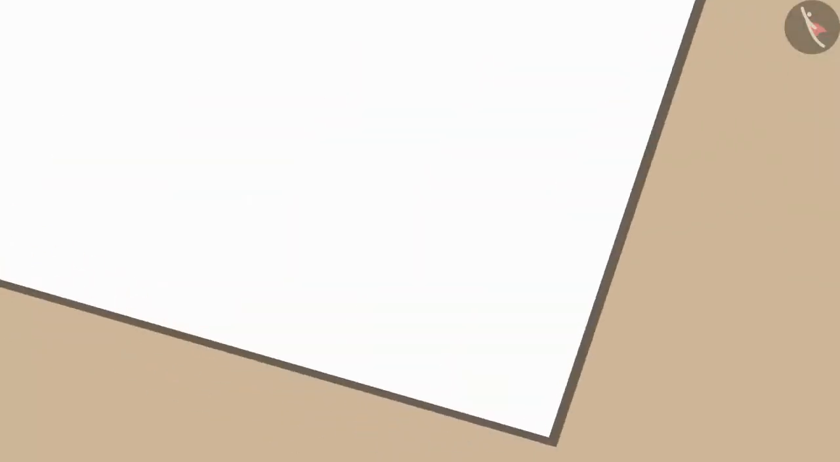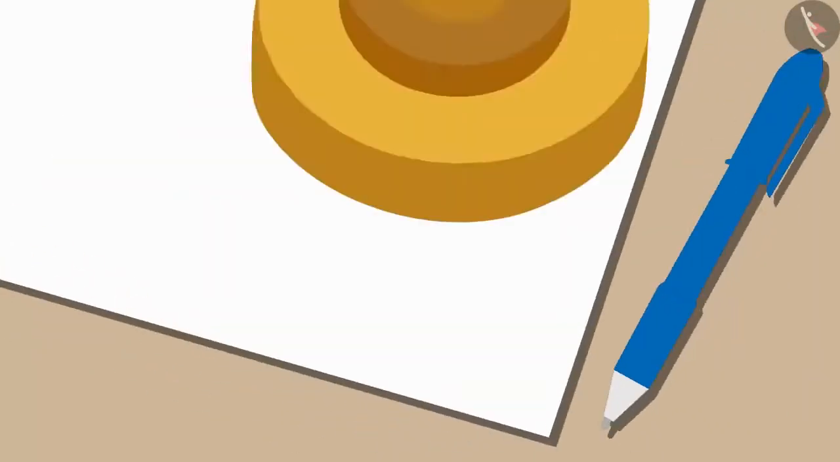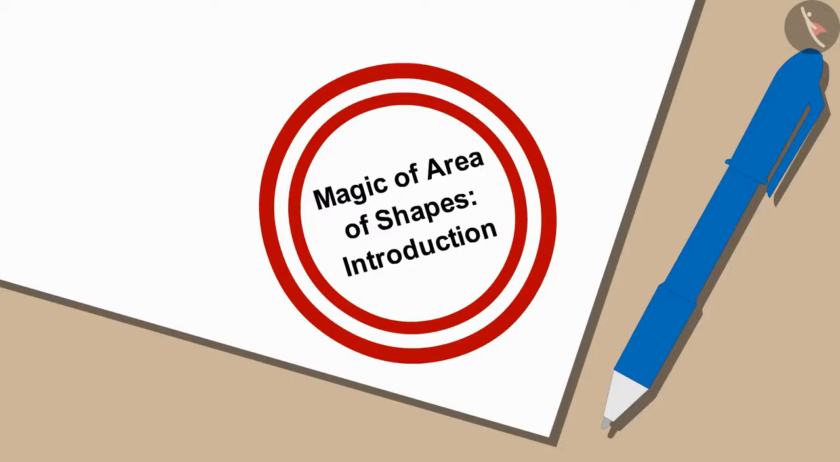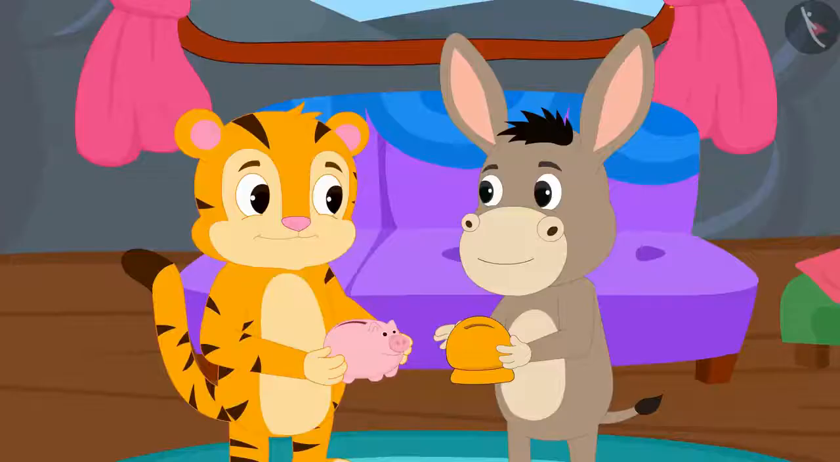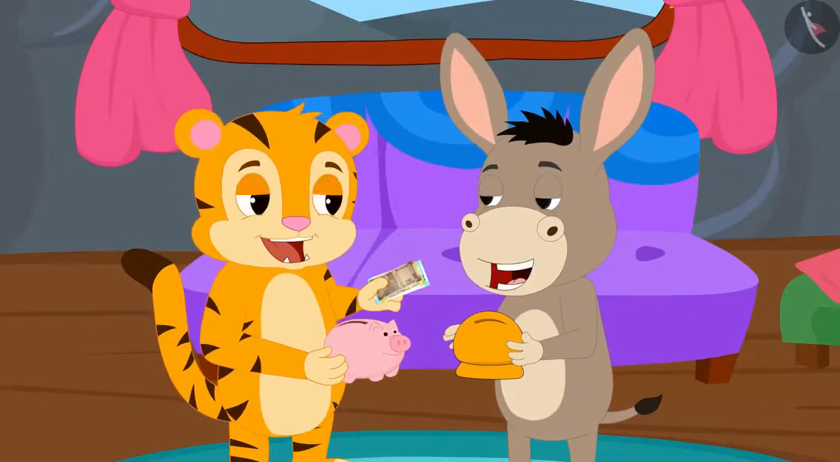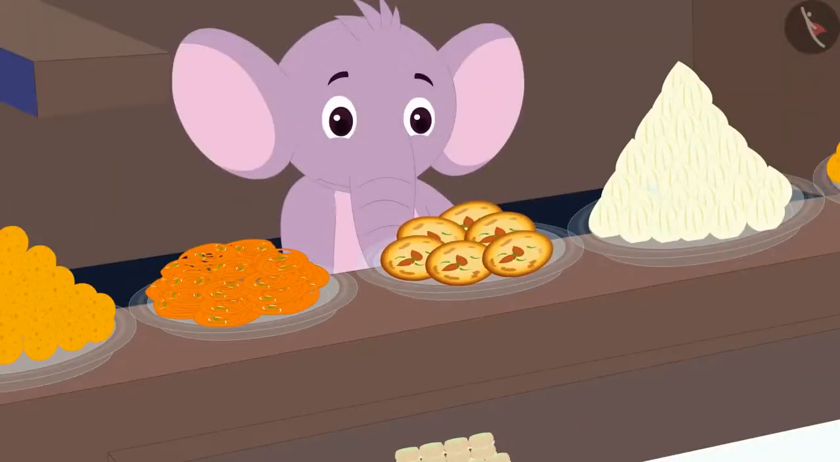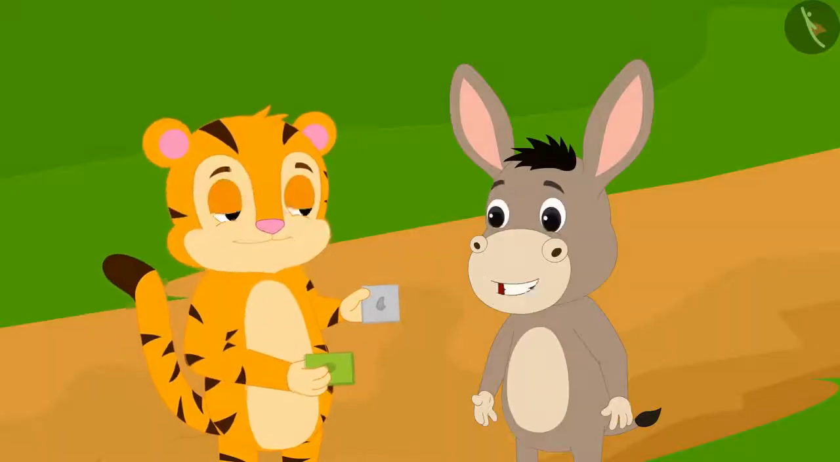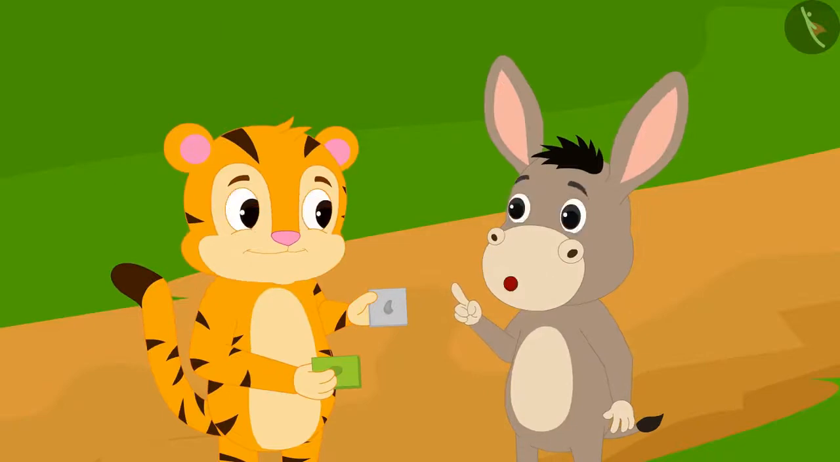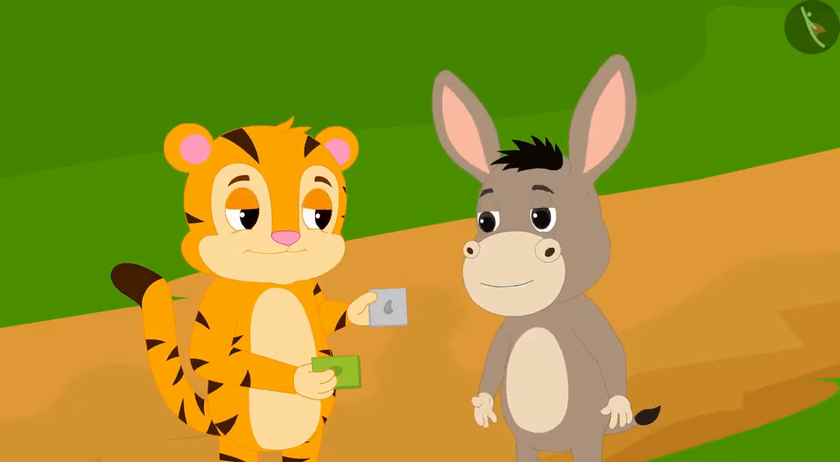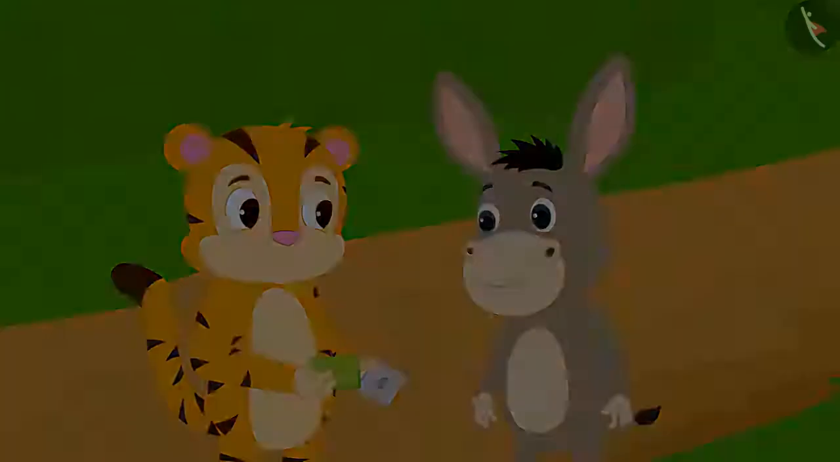Hello children! In this video, we will see some unique examples of finding areas of shapes. Bhola and Sher Khan collected money and bought cashew barfi and pistachio barfi from Appu's shop. Sher Khan, let us divide this cashew barfi and eat it in 2 equal portions. Bhola said to Sher Khan.